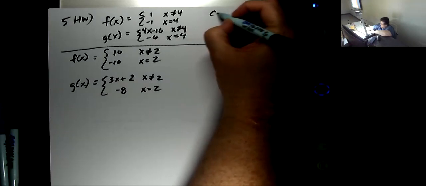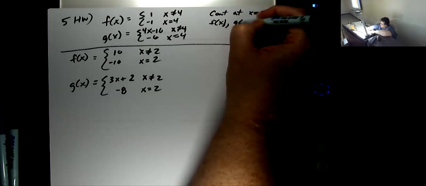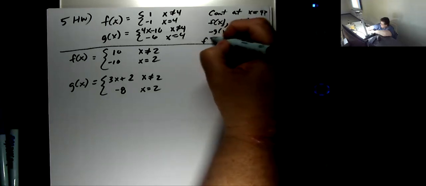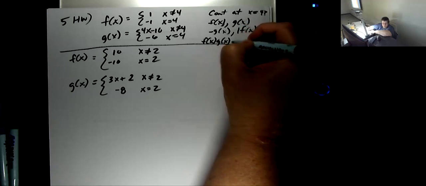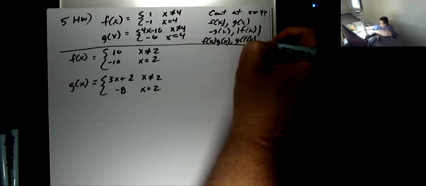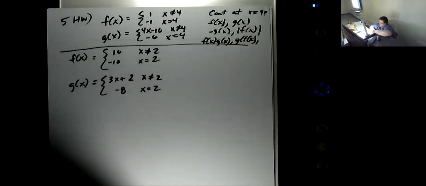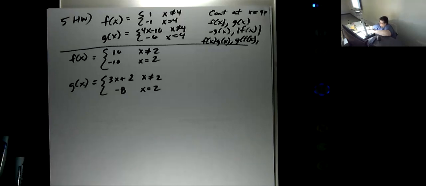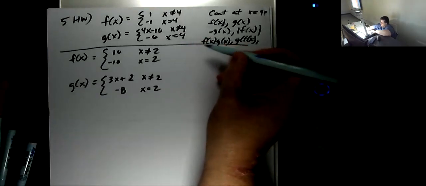Okay, and then in the question it asks things like, is it continuous at x equals 4? And it gave examples like f of x, g of x, negative g of x, absolute value of f of x, times g of x, g of f of x, and there's another one. But I think if we just go through a couple of them on this one, you'll get the premise of what's going on. Well, first off, is this continuous at f of x or g of x?